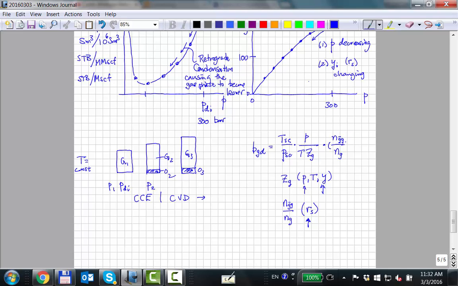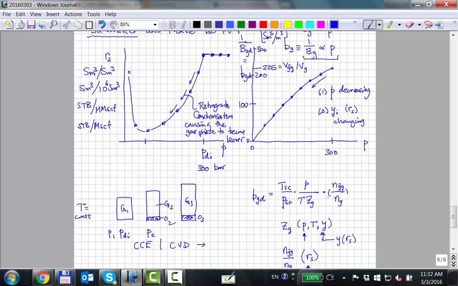So you've got this term changing, and this term changing. Pressure changes only because of pressure, but the z factor changes both because of pressure and composition. And the y basically is a function of this little rs. It's the same thing. You end up getting something that looks a little bit like this. Sometimes it's not completely smooth if the little rs curve drops very quickly. It might have a funky shape, and might not look as smooth as I show here.